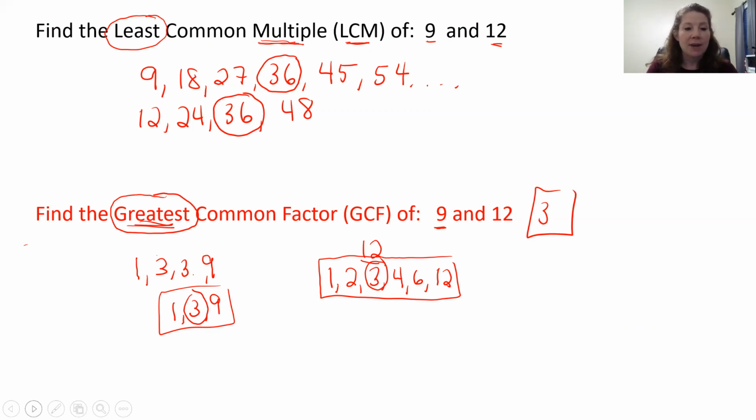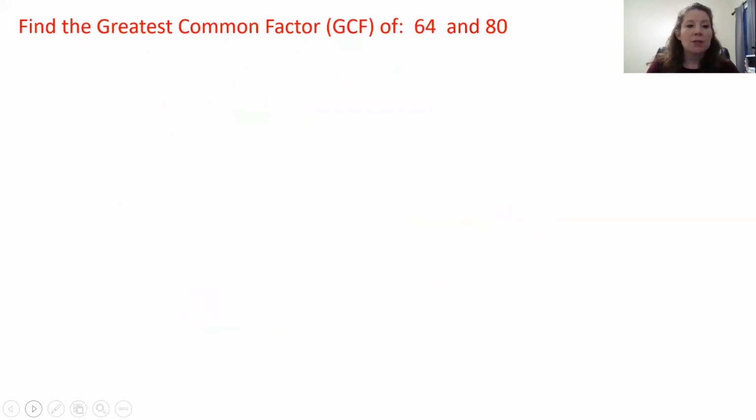All right, let's practice a couple more. All right, we want to know the greatest common factor. Factors are small numbers, multiples are big numbers. So we're going to start with 64.